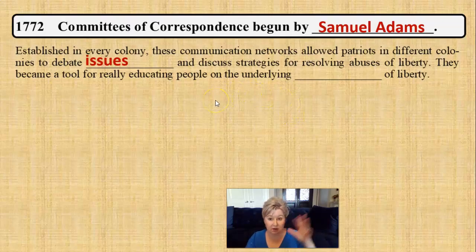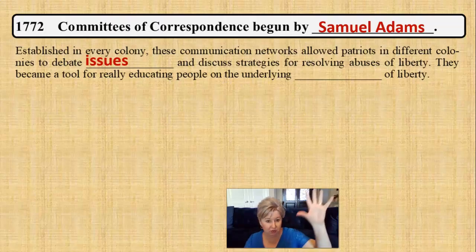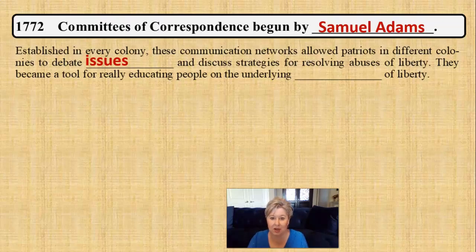So they began to really debate the issues through these circular letters that were going back and forth, discussing strategies, and they became a tool for actually educating people, not just on the latest news and the latest problem we're having with Governor Hutchinson and down here with our Governor Dunmore. Yes, that was being discussed, but they were talking about big stuff. They were talking about the principles. They were reading Beza and Calvin and the Huguenots and Blackstone and Montesquieu, and that's the stuff that's showing up in these letters that they're debating and discussing with one another.